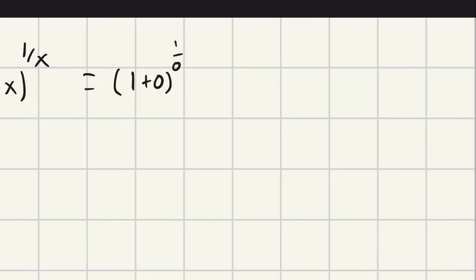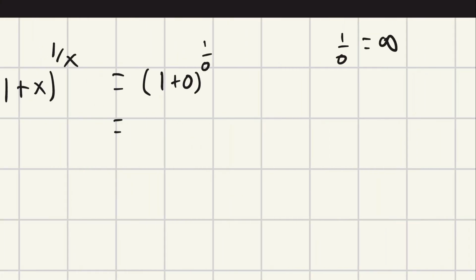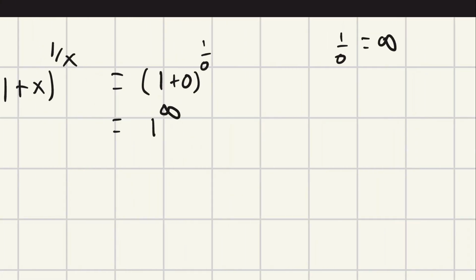Let's just treat 1 over 0 as its own thing. 1 over 0 is just infinity, right? So really, you're just going to be left with 1 to the power infinity. Now, I think the mistake that people make here is they think that 1 to the power infinity just equals 1. This is false.